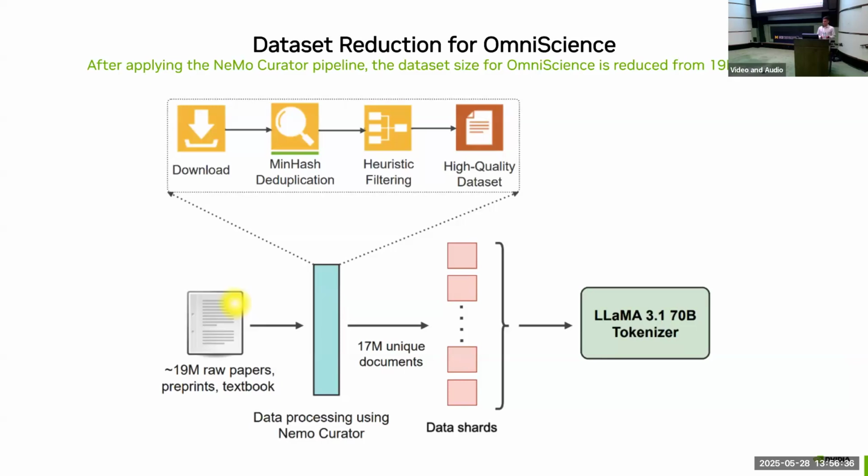So again, just to go over what the dataset reduction looked like for Omniscience, we started by downloading the dataset, performing some of these deduplication and quality filtering stages, adding in the heuristic filtering, and finally, it resulted in our high quality dataset, which had 2 million fewer documents than we started with. This is what we use to feed into our custom tokenization pipeline, which I'll talk about momentarily.